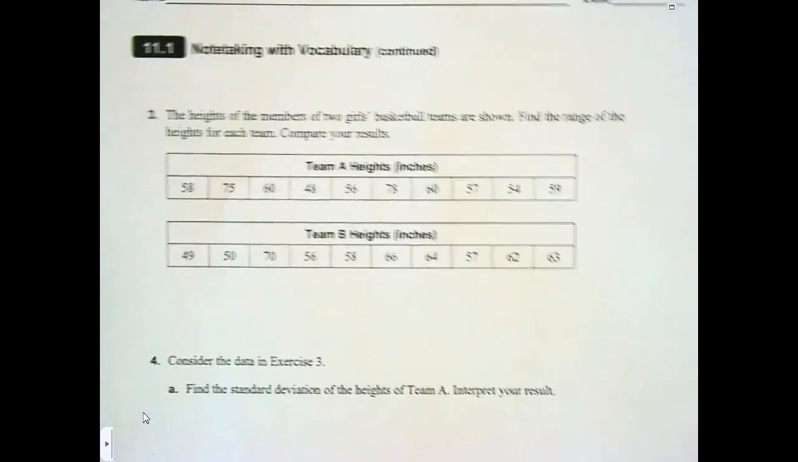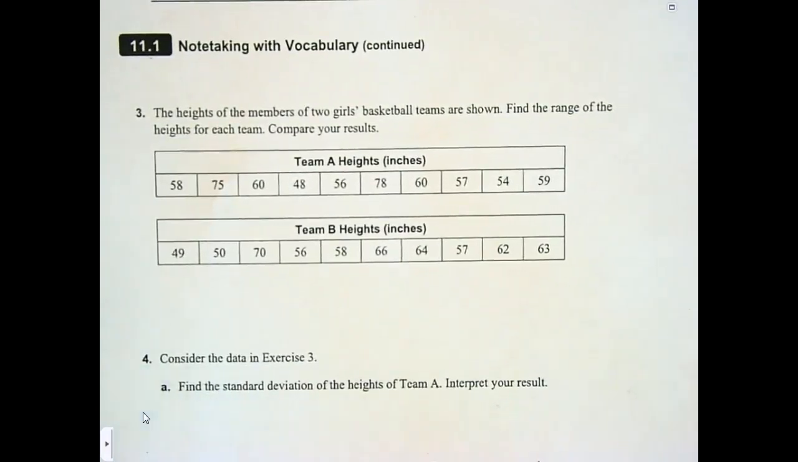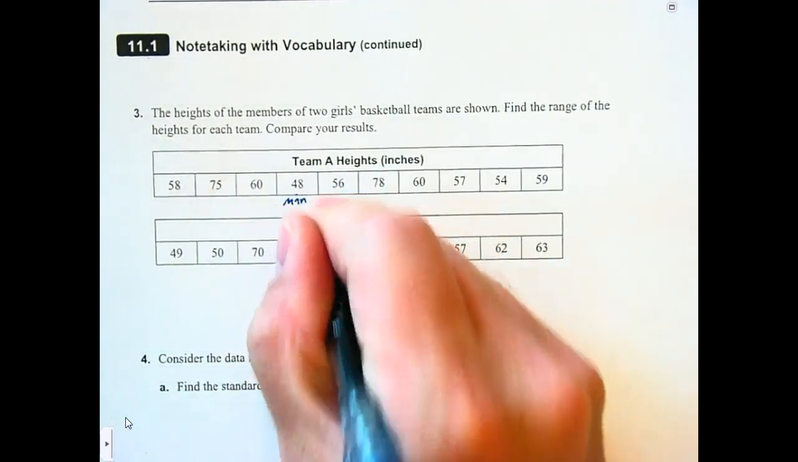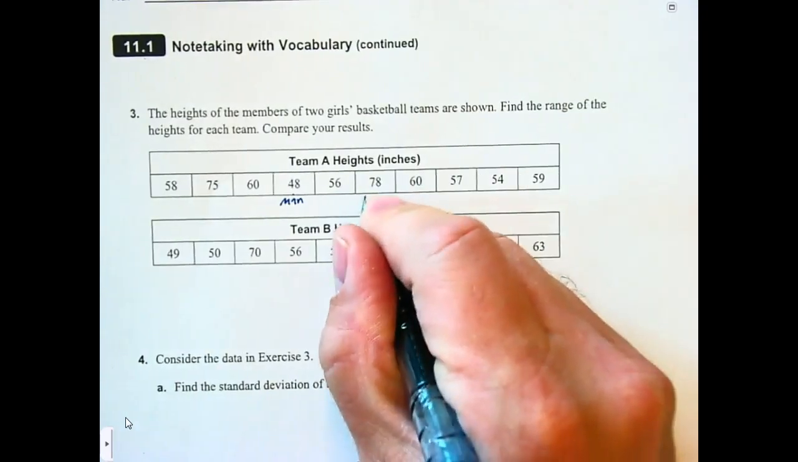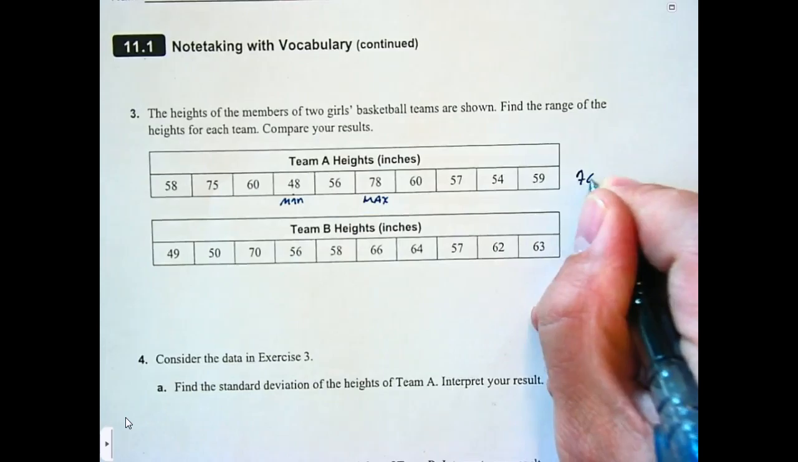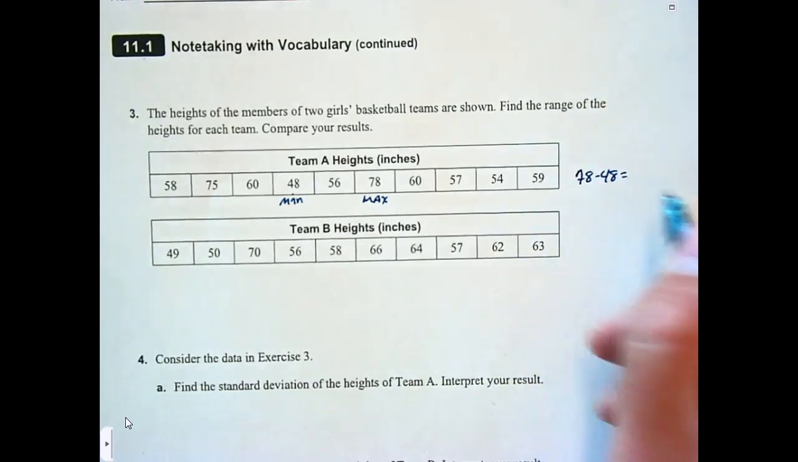Okay, page 333. Here we go. Take a look at the data there. Find the range for each team, then compare. This is 40. Dealing with range here, right? So you got your minimum and your maximum. 48 and 78. So 78 minus 48 is what?